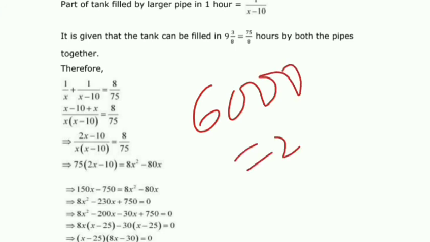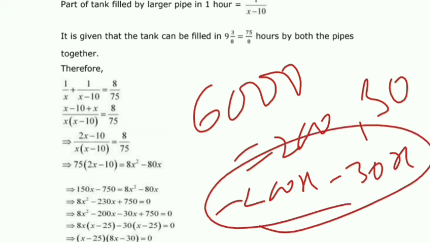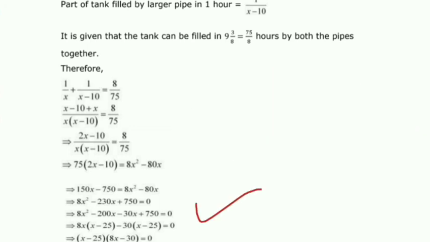By adding them we will get 230, and by multiplying them we will get 6000. So in place of minus 230x we will write minus 200x minus 30x. Okay, minus 200x minus 30x, and after solving it we will get minus 230x. Clear? We have written this.